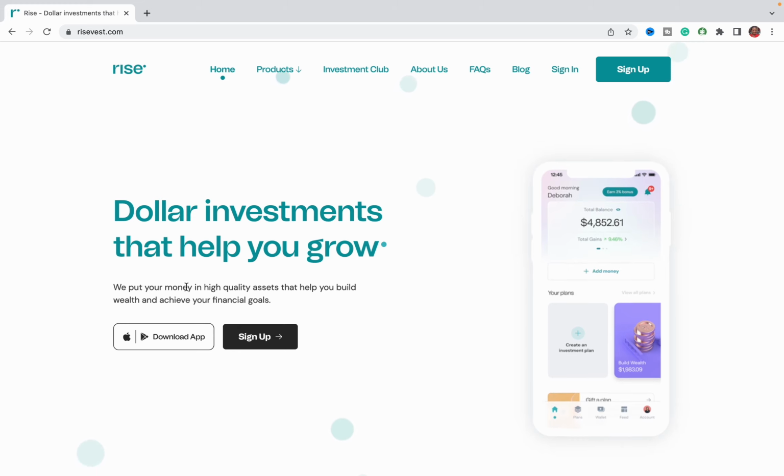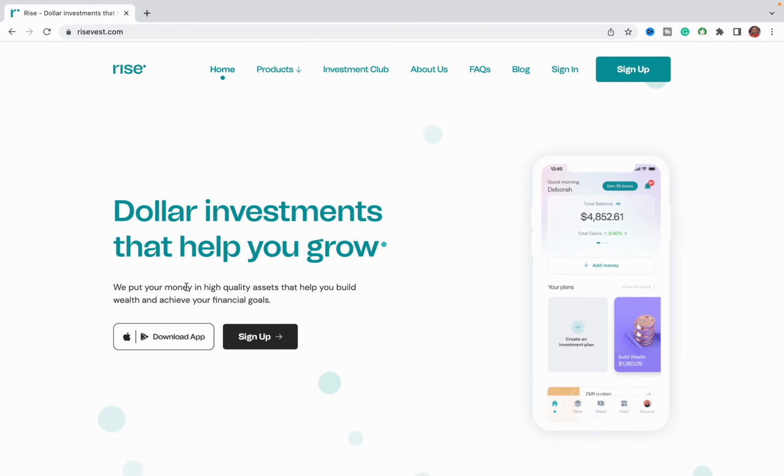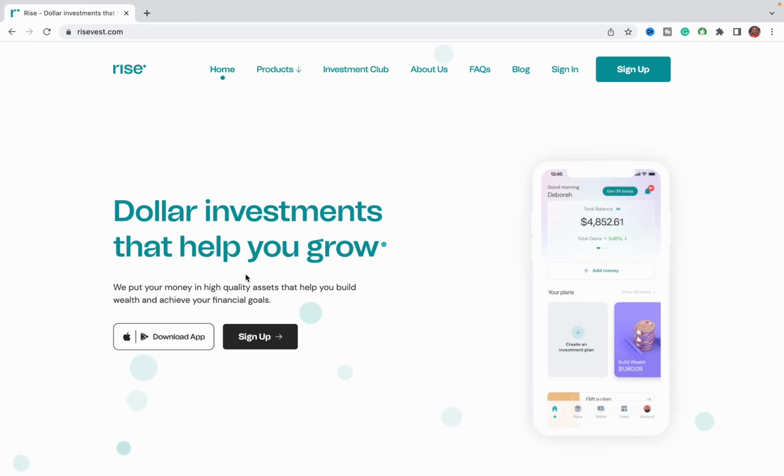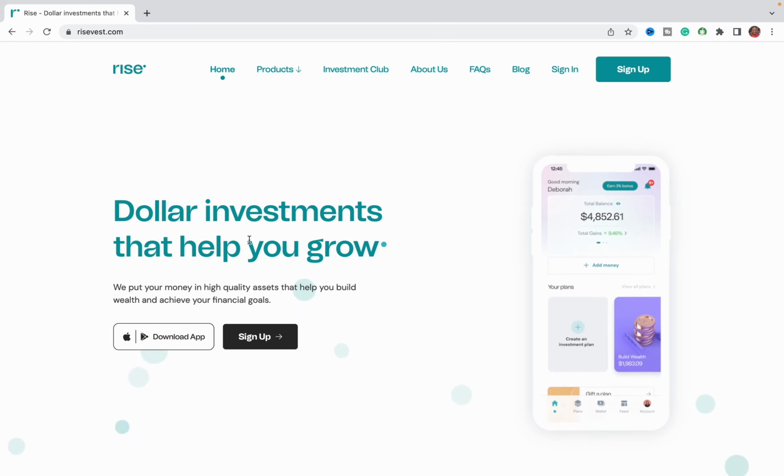So the Risevest investment app is actually a dollar investment saving platform, or rather investment platform, that allows you to save your money and invest your money in dollars. I've been saying saving, but actually it's an investment application.